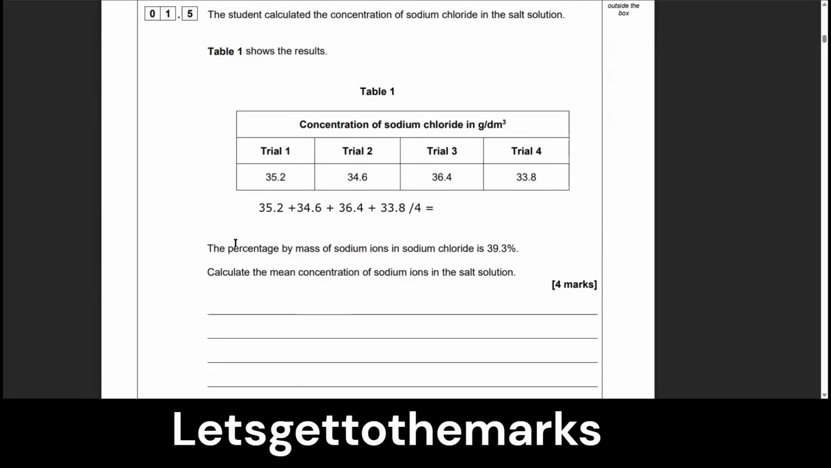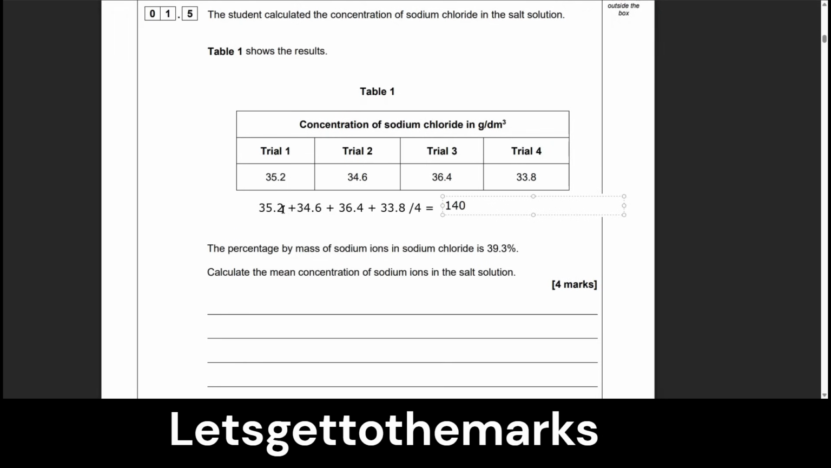And then I realize I haven't got my calculator. Give me 1 sec. Okay, so if we add these all up and divide by 4, we get 140 for the total of that, but that's before I've divided by 4. 140 divided by 4, which equals 35. So what we've worked out is that the sodium chloride solution, the NaCl, equals 35 grams per decimeter cubed.